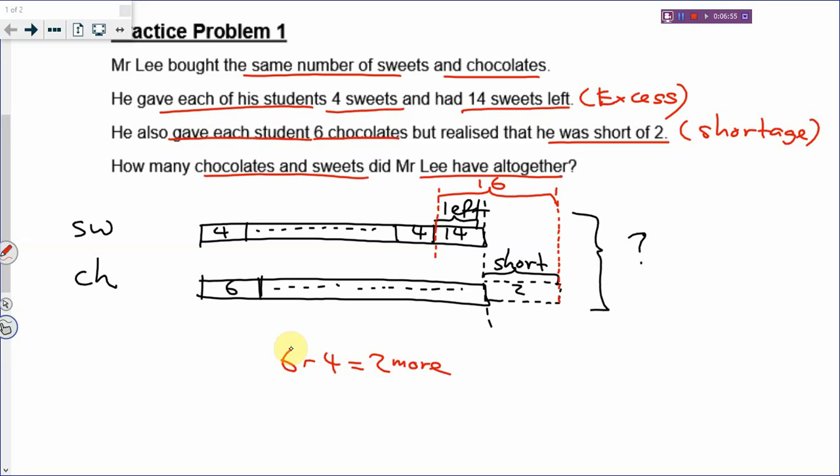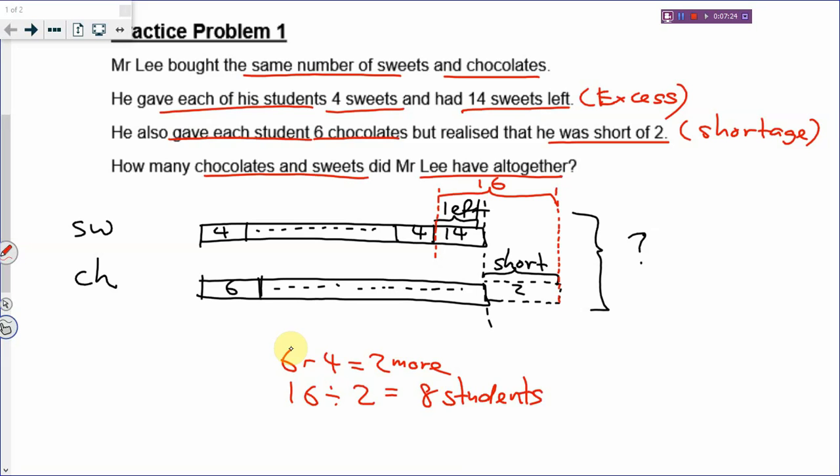So how many persons are going to get 2 more each? You take 16 and you divide by 2 more for everyone, and there must be 8 students. So if there are 8 students, can we find how many sweets and how many chocolates? Yes, we can. So that means everybody gets 2 more. How many students get 2 more? There are 8 students who get 2 more each.